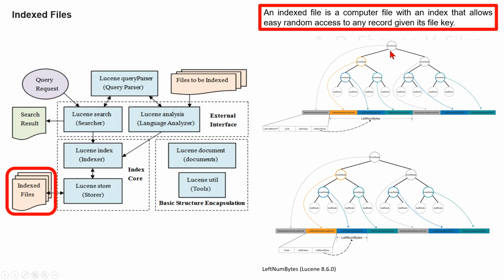Here you can see a root node, and these are inner nodes, and you can see leaf nodes here. Here the root node is connected to the left node, which has no leaf child, and it consists of left leaf block FP, code, split value and left num bytes. Left num bytes are here.